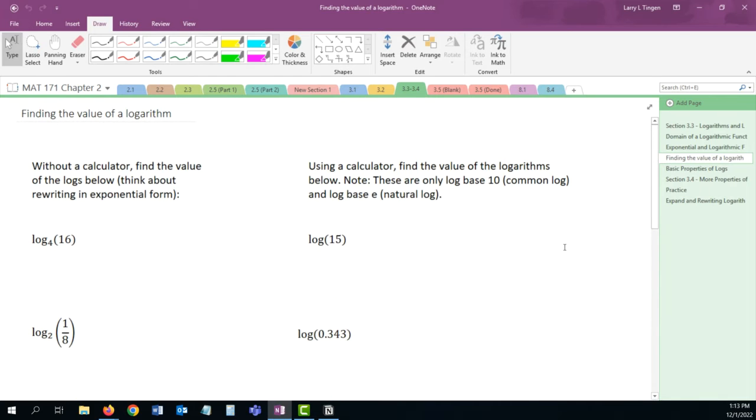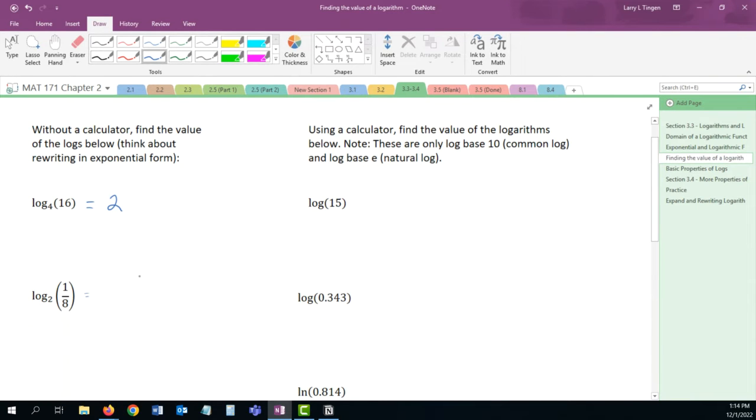So let's think about some of these problems and see if we can do these without a calculator first and then with a calculator second. Again, these are just things you're going to be plugging in on the right, but down the left-hand side, let's think about these logs. And the first one should jump out as pretty easy. Log base 4 of 16. What do I raise 4 to get 16? 2, right? 4 squared is 16. What do I raise 2 to get 1/8? That one may not jump off the page at you.